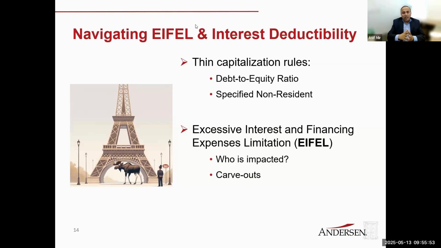Now, carve-outs: if your business is substantially Canadian, then EIFEL rules do not apply. What is substantially Canadian? Again, that's a defined term. One thing to watch out for: if your Canadian company owns a foreign affiliate and its fair market value or book value of assets exceeds $5 million at any time in the year, then you are again caught by these rules, even though you might think that you have a substantially Canadian business.